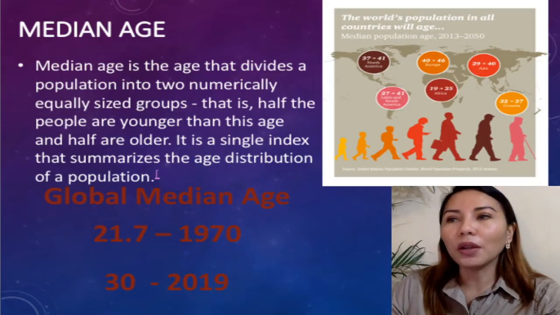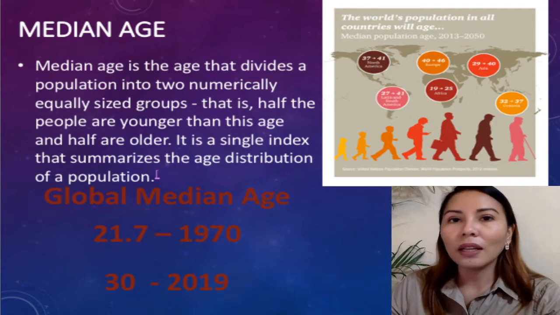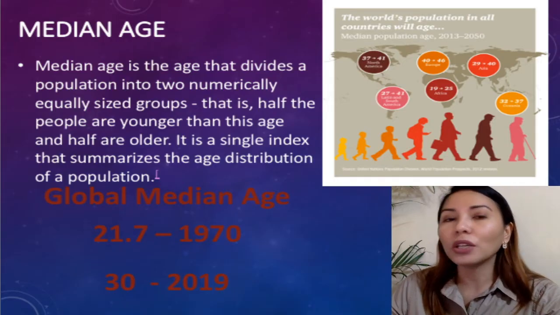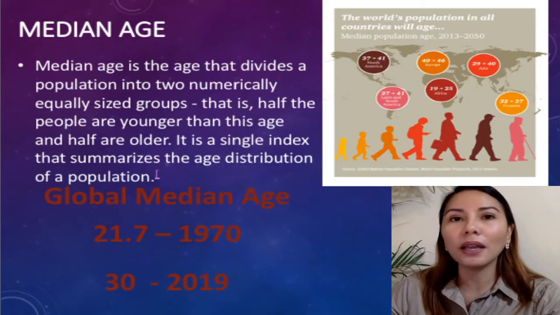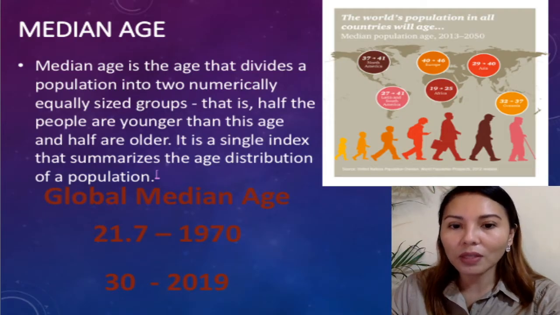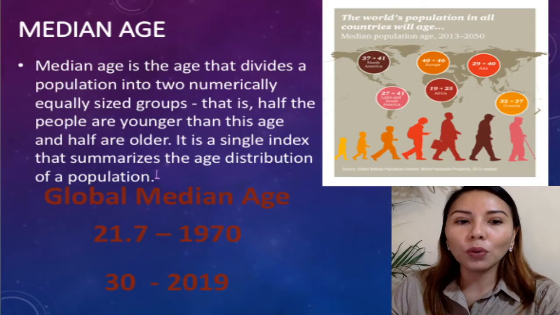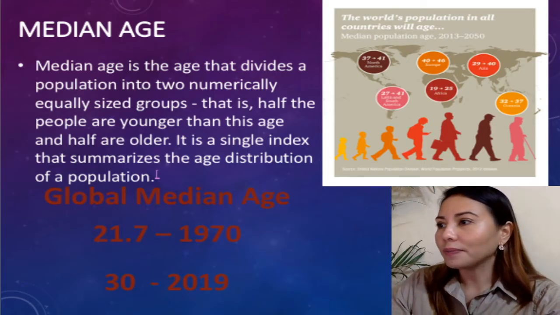Median age, on the other hand, is the age that divides a population into two numerically equally sized groups. That is, half of the people are younger than this age and half are older. It is a single index that summarizes the age distribution of a particular population. The global median age has increased from 21.5 years in 1970 to over 30 years in 2019.